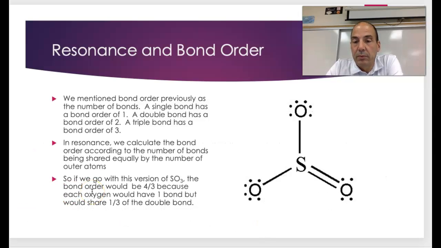We mentioned bond order before and said a single bond is a bond order of 1, a double bond is a bond order of 2, a triple bond would be a bond order of 3. Well, when we get into resonance, then we start getting into fractions for bond order. So for example, in this case, since there are 4 bonds being shared by 3 oxygens, we would say that the bond order of this is 4/3. Each oxygen is 4/3. So there is no 2, there is no 1. They're all 4/3 because they're all equal.